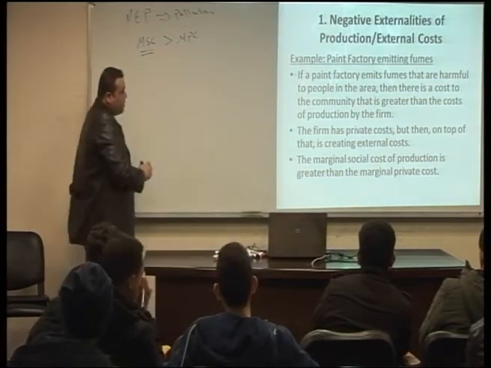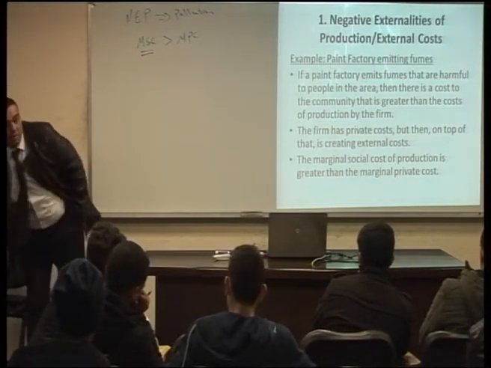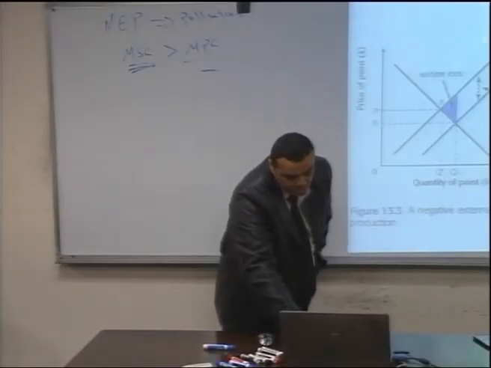As you see, the example here is the paint factory that emits fumes. If a paint factory emits fumes that are harmful to people in the area, then there is a cost to the community that is greater than the cost of production by the firm. The firm has private costs, but on top of that it is creating external costs, which are negative externalities of production. And so in this case, the marginal social cost is bigger than the marginal private cost.